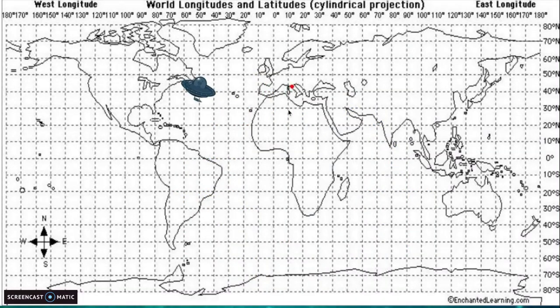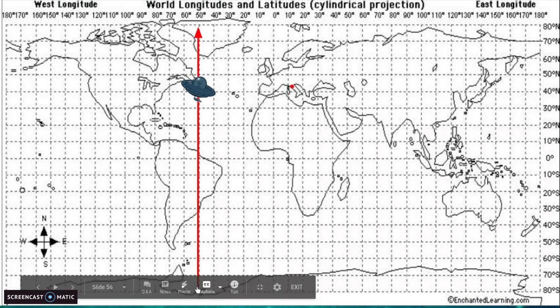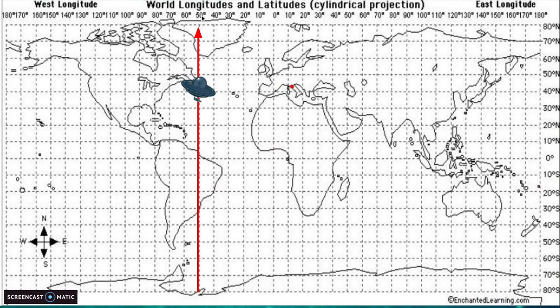So here's Fred again. Fred wants to know where am I? What's my line of longitude? So if you look, I draw a line. Remember, we go up and down. Fred is at 50 degrees west. All right, so Fred is at 50 degrees west. Does everyone see how I did that?